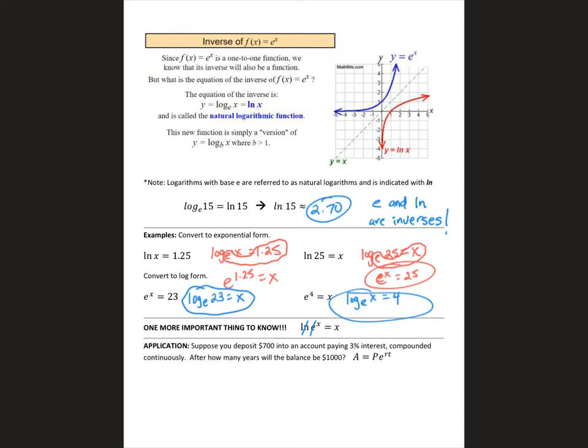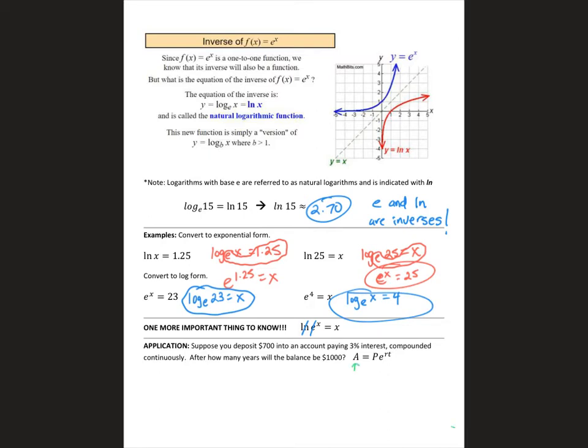Now let's consider an application question. Suppose you deposit $700 into an account paying 3% interest compounding continuously. After how many years will the balance be at $1,000? They give us this formula to help solve this application question of A equals P times e raised to the rt. Let's go ahead and start by establishing what each of these variables represent.